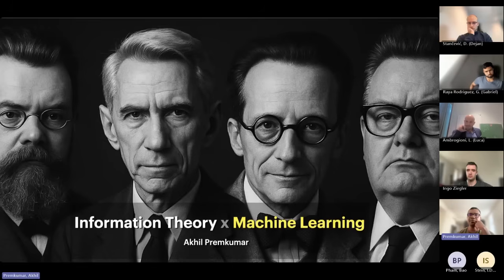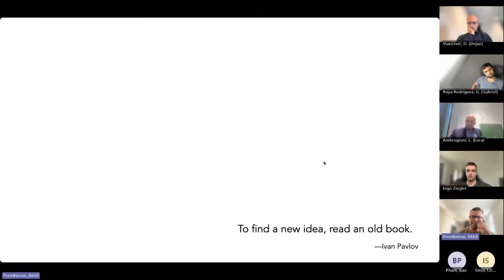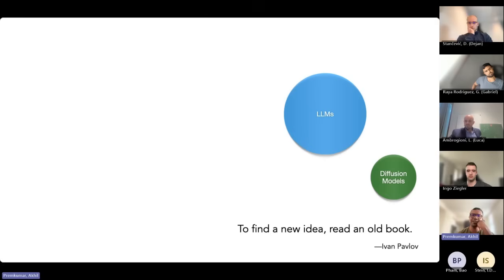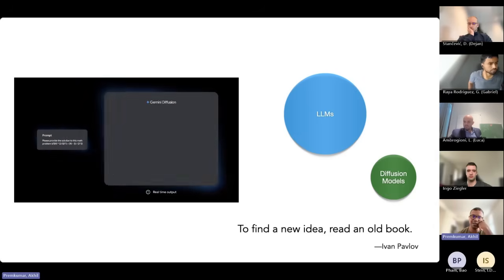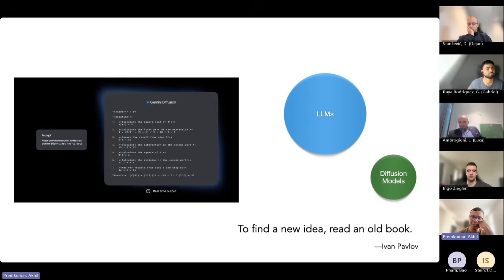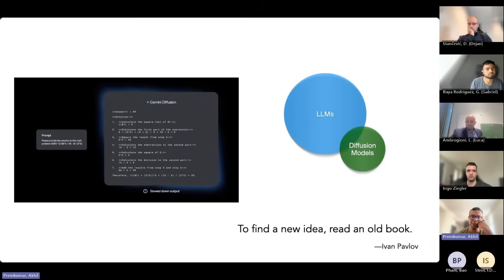All right. So if you take a bird's eye view of the current state of generative AI, you'll see that there are two pillars, to a rough approximation: LLMs and diffusion models. And if you've been staying current with your generative modeling news, then you'll have noticed things like Gemini Diffusion, which are diffusion language models. So maybe these two pillars aren't actually quite separate. Maybe they have some overlap.